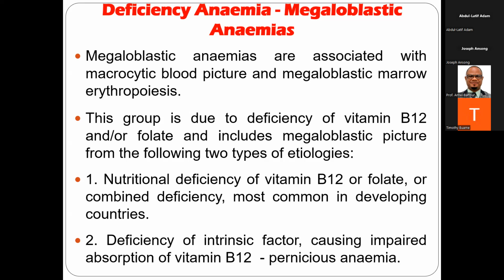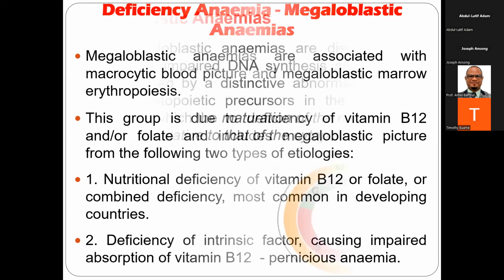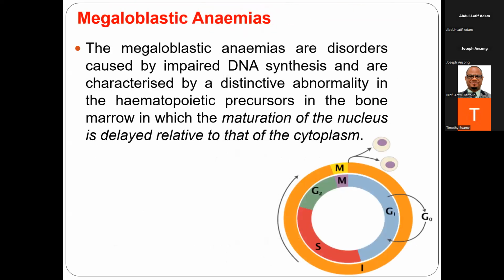Pernicious anemia is a form of megaloblastic anemia, or vitamin B12 deficiency anemia, as a result of lack of intrinsic factor. So in this case, the food contains enough vitamin B12, but it is not absorbed into circulation. And why do we get these megaloblast cells?